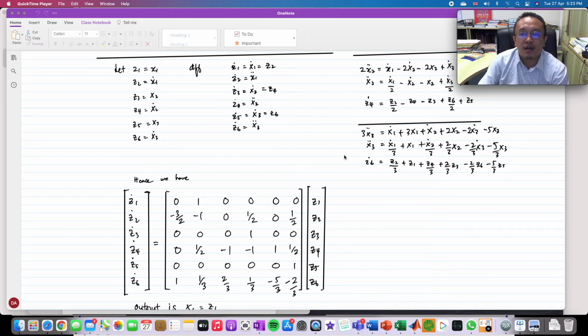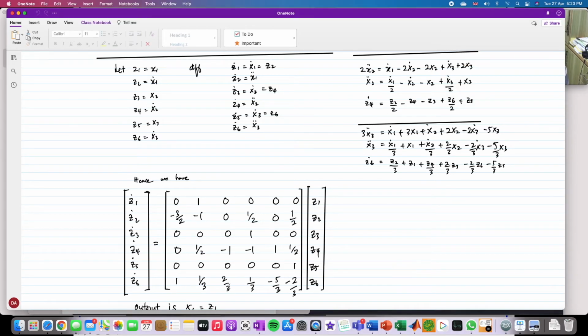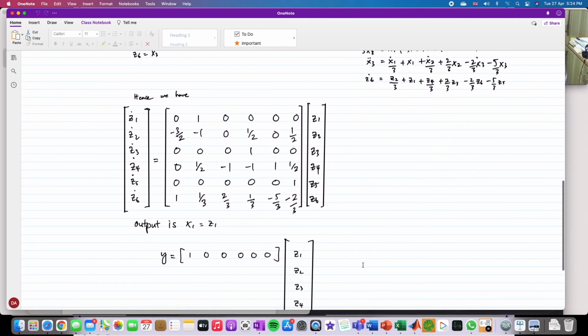Okay, eventually the last one, z6 dot is, okay, z2 is 1 over 3. z1 is 1 at 1. z4 is 1 over 3, so 1, 2, 3, 4, 1 over 3. z3 is 2 over 3, or sorry, 1 over 3, 2 over 3, z6. Okay, and z5 is actually minus 5 over 3 at 1, 2, 3, 4, 5, minus 5 over 3. So you got your x dot equals Ax equation.